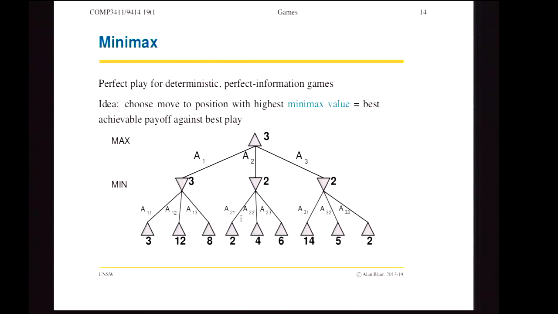If you choose this, you're going to get $2. And if you choose this, you're going to get $2. So if you choose this, you're guaranteed to get $3. If you make one of these other choices, you might have to settle for only $2. Right, good. So this is called the minimax algorithm because at each level, we're searching this tree.